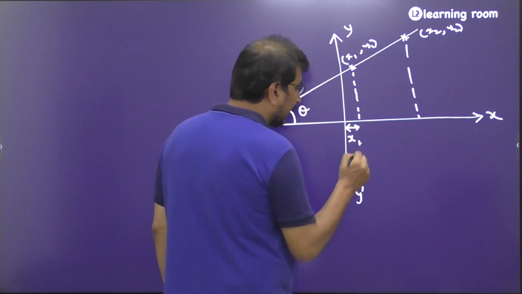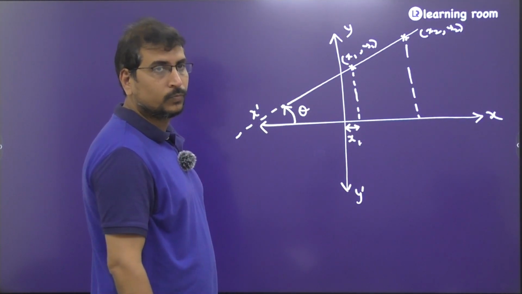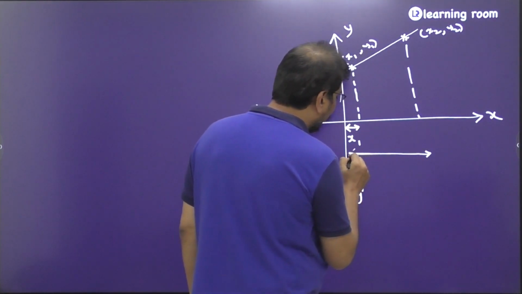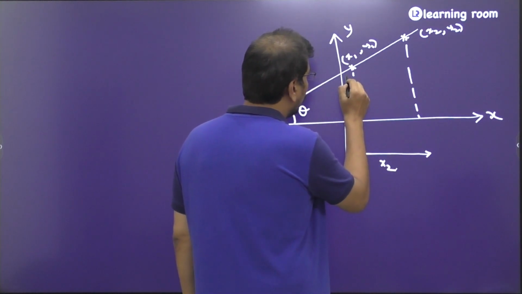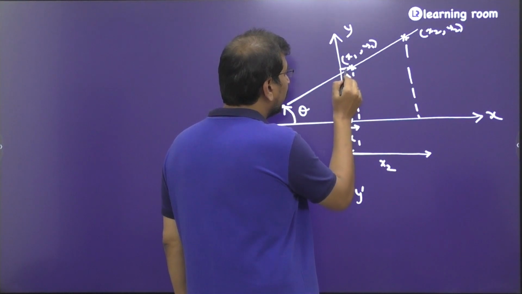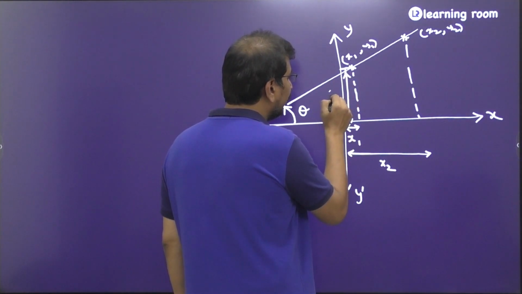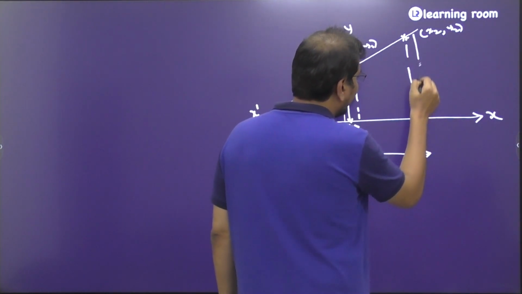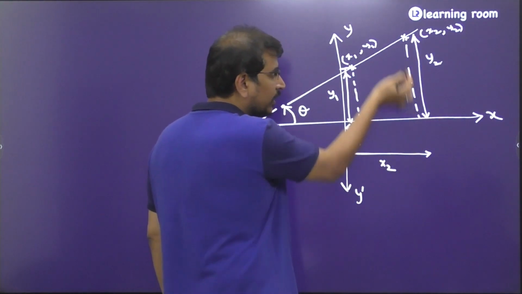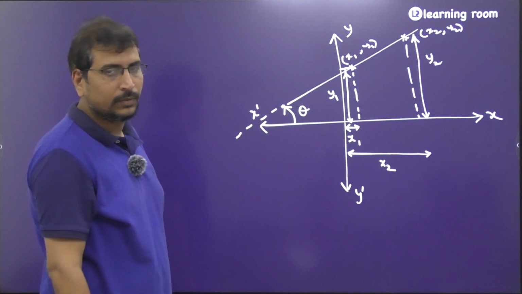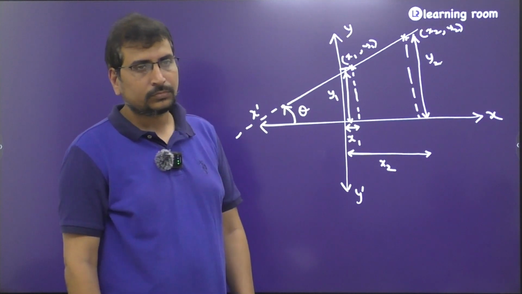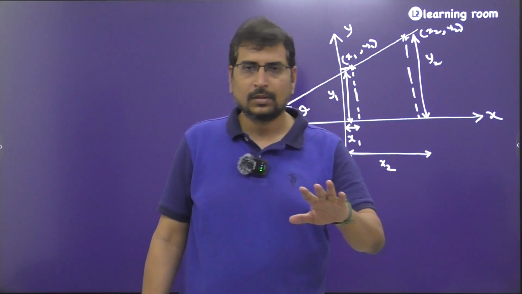This is x1. Am I right? So what about this distance? Obviously, x2. So what about this distance? If I drop a perpendicular from here, then what is this distance? It is y1. Then what is this distance? y2. So y2 is the distance from the x-axis, and y1 is also the distance from the x-axis. So here I have tan theta.